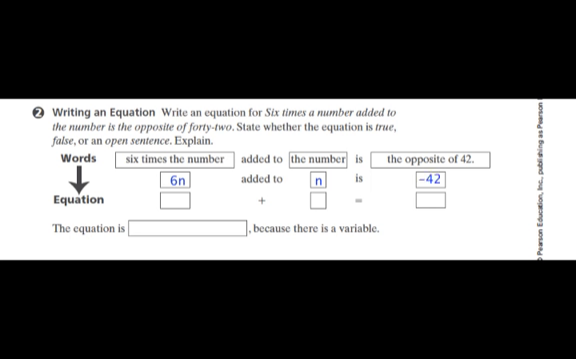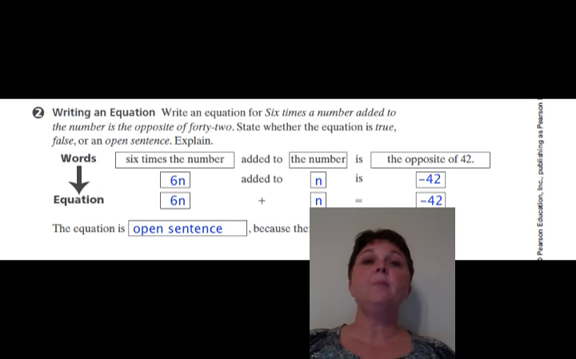Now we can replace added to and is with the operations or symbols. So we end up with 6n plus n equals negative 42. So the equation is an open sentence because there is a variable. Pause the video at this time if you need more time to copy down this example.